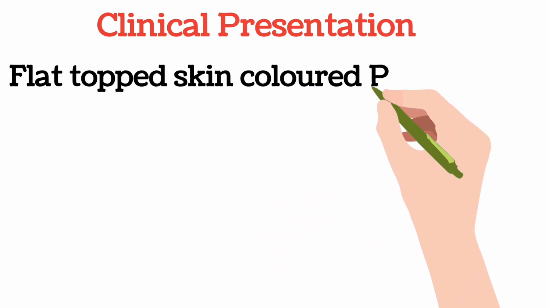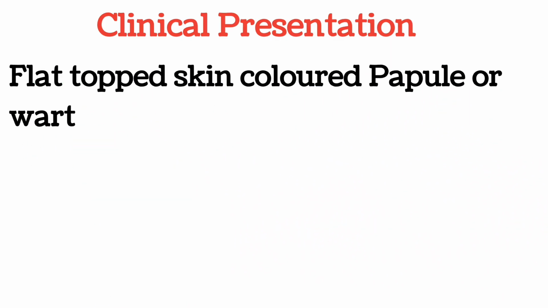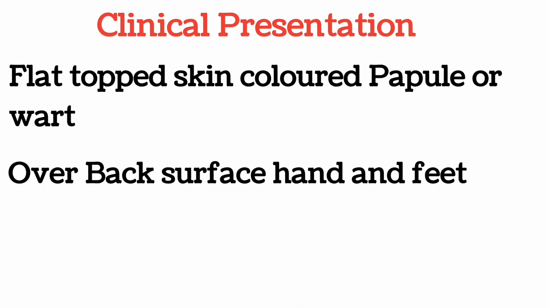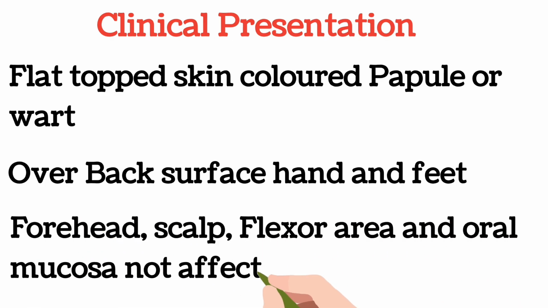Now, what is the clinical presentation of this disorder? It is a flat-topped, skin-colored papule or wart-like lesion. It usually occurs on the back surface of the hands and feet. As we have discussed, it is seen on the dorsal surface and not on the ventral aspect. The forehead, scalp, flexor areas, and oral mucosa are usually spared and not affected.